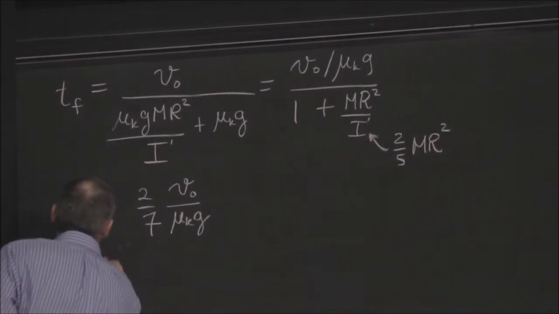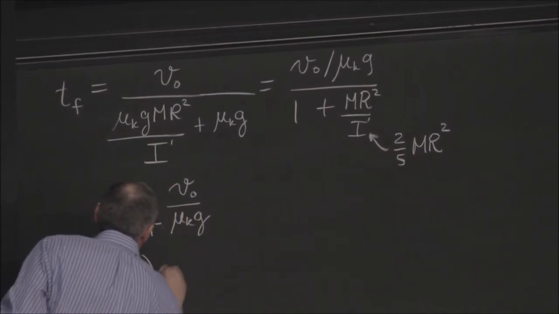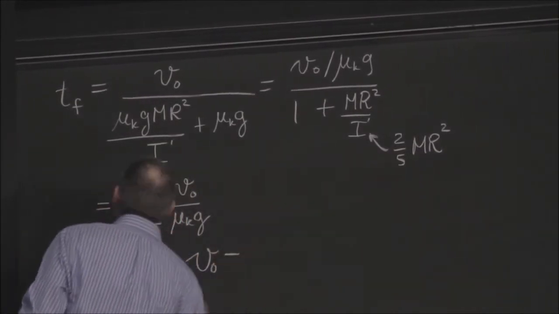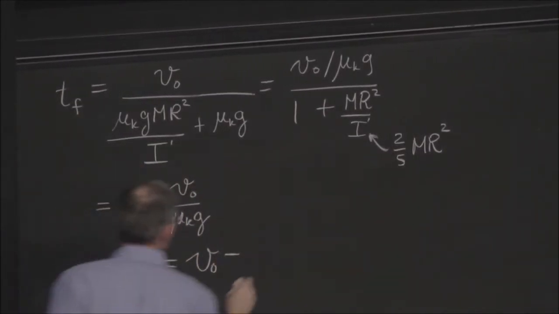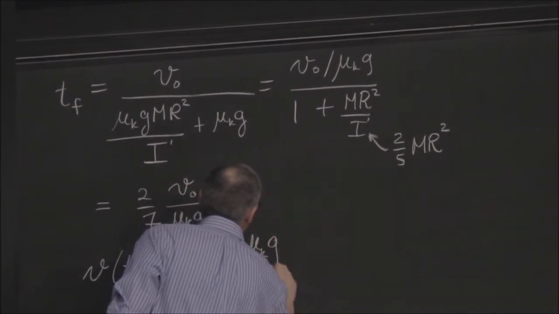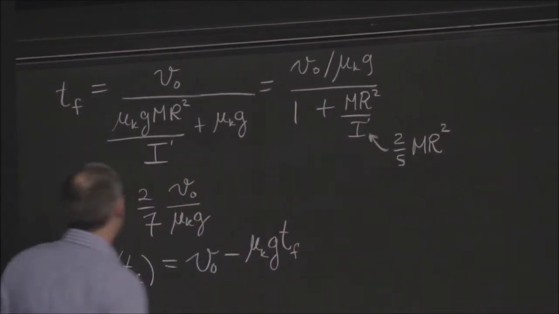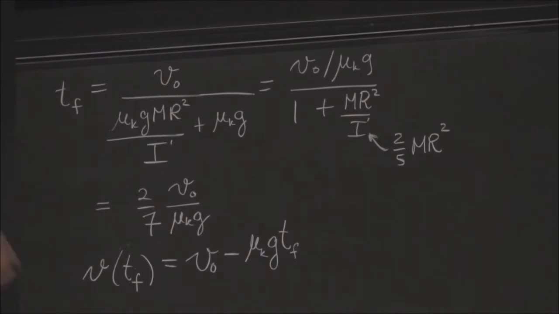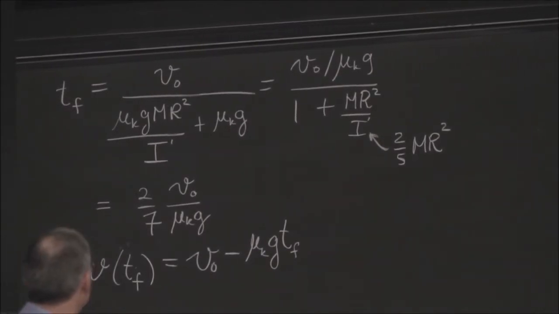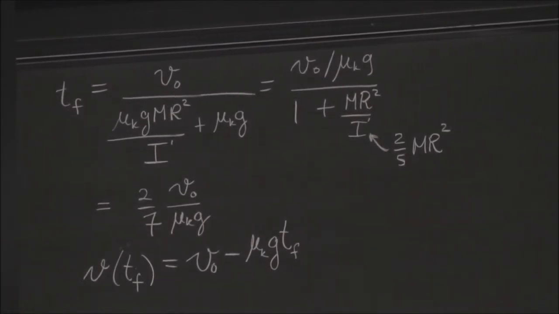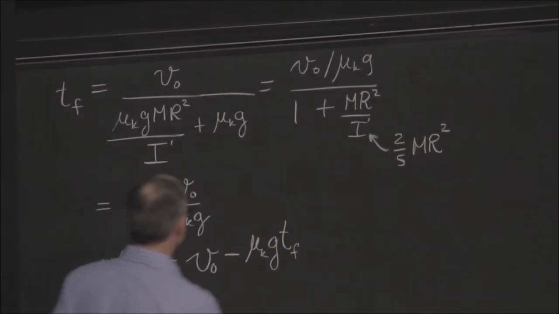So V at T final is V naught minus mu sub k g T final. And you can see the mu sub k's and the g's go out, and we're left with V naught minus 2/7 V naught, or 5/7 V naught.